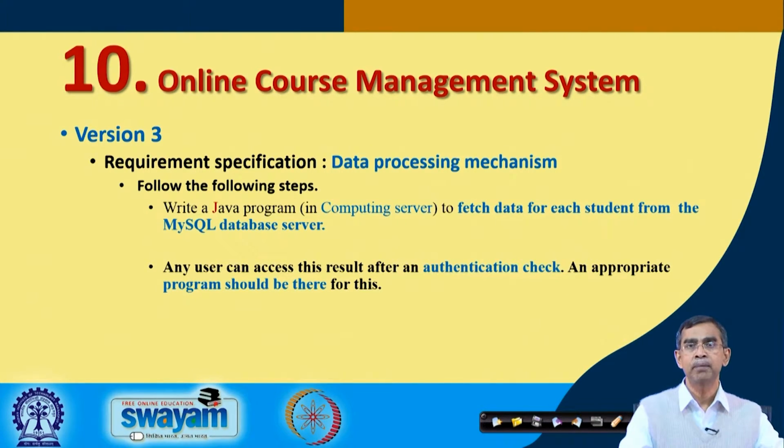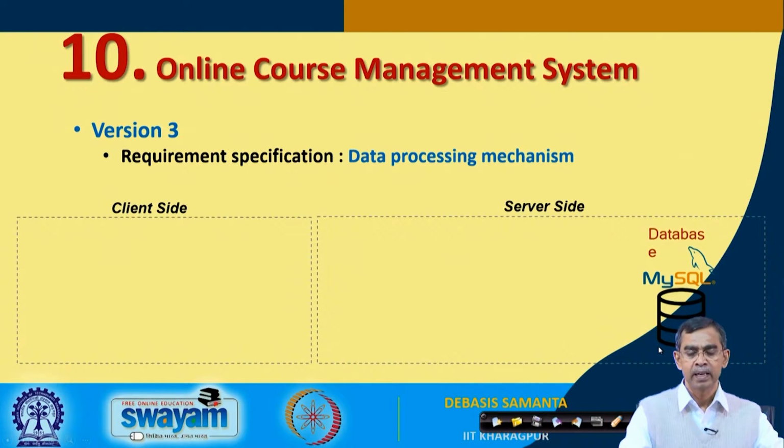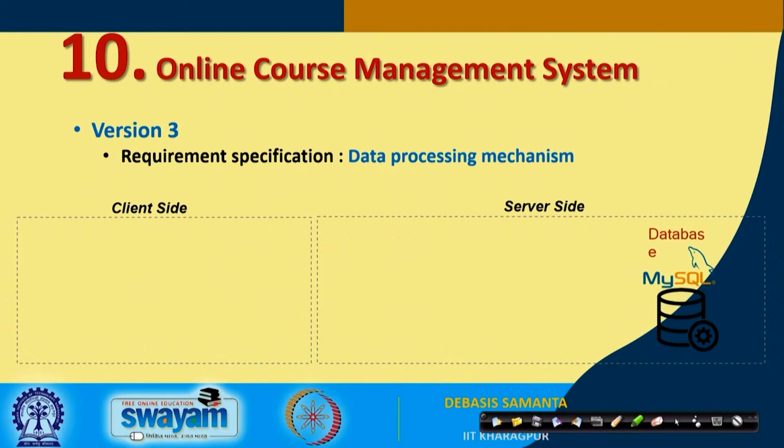Here the computing server will take care. The computing server can access the database server by means of a program, and depending on the user requirement, it will either prepare the results or sort the marks in ascending or descending order, and many other utilities can be added here in the computing server. So, these are the data processing mechanisms. Now, I will just quickly brief you about the data processing mechanism that you should follow here.